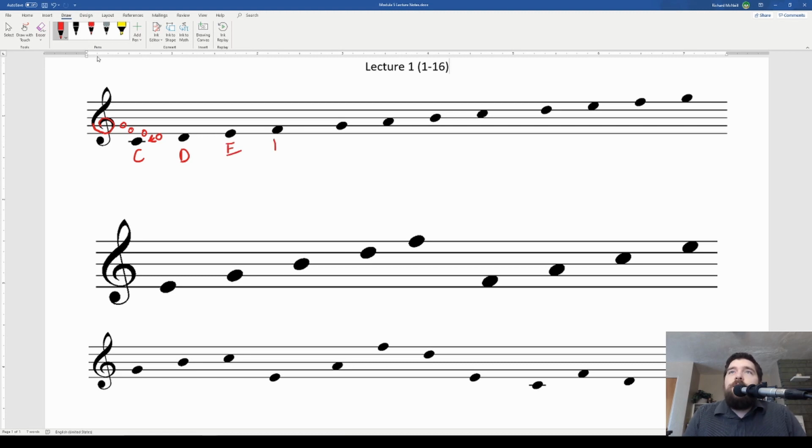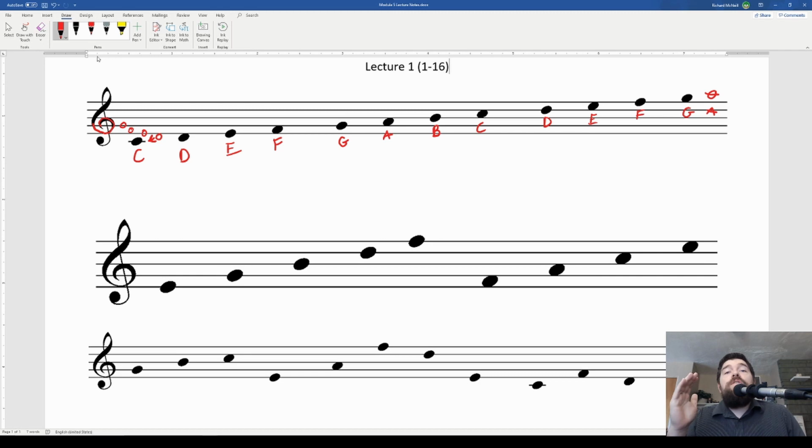And if I continue the pattern, line, space, F, space to line is a G, line to space is an A, space to line would be a B, line to space would be a C, space to line would be a D, line to space would be an E, space to line is F, and finally line to space is G. I'm going to go ahead and add one more right here. This is our first ledger line above the staff, and that one would be an A.